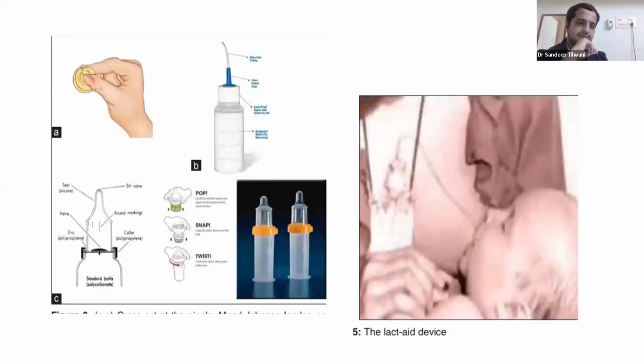Okay, so these are the various feeders. The one which you see down in the C part is your Haberman feeder. Okay, this is the Haberman feeder, and this is a Mead Johnson feeder. And the picture is not very clear, but they are showing the lact aid technique. Here is a bag that is filled with milk. The child is allowed to suck at the breast, and because of negative pressure, he is able to draw in milk from the bag. Okay.